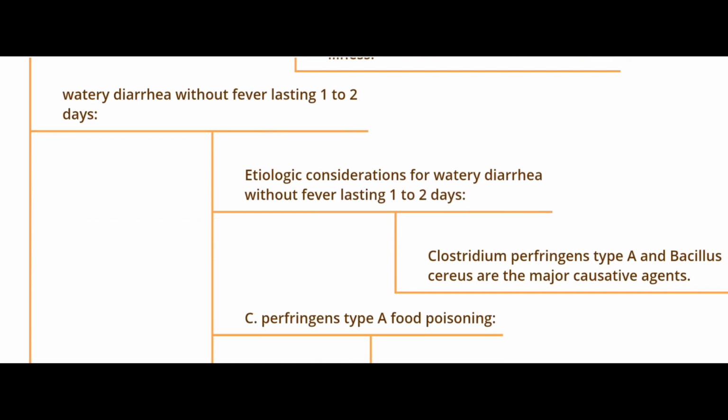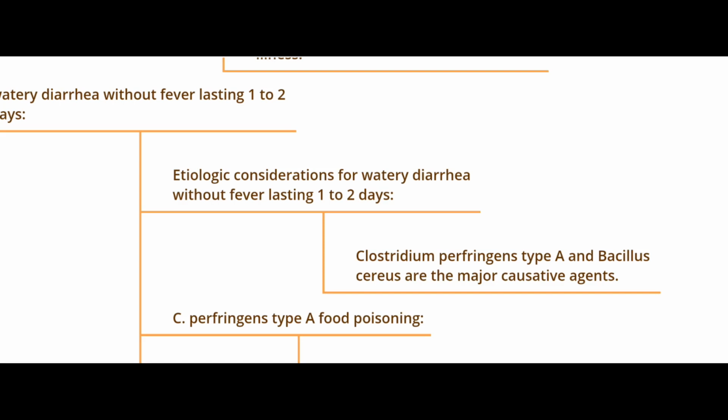If we talk about watery diarrhea without fever lasting for 1 to 2 days, as we said, we are now making a small preview of what we talked about in the previous videos. The etiological consideration for watery diarrhea with and without fever for 1 to 2 days should be Clostridium perfringens and Bacillus cereus, but here it's the bacteria, not the toxin, that we are talking about.